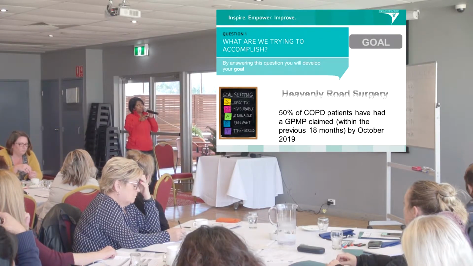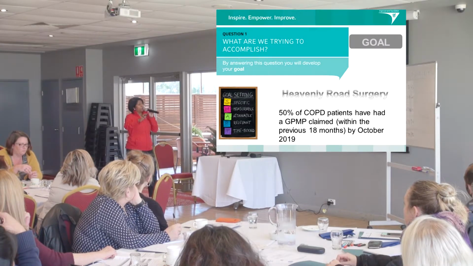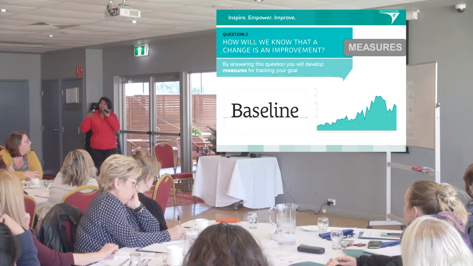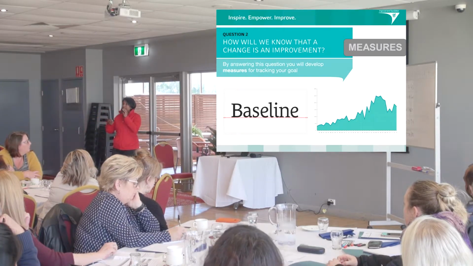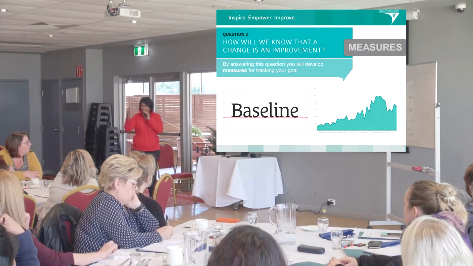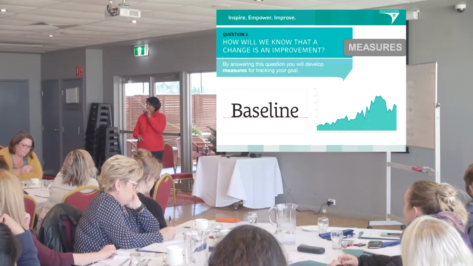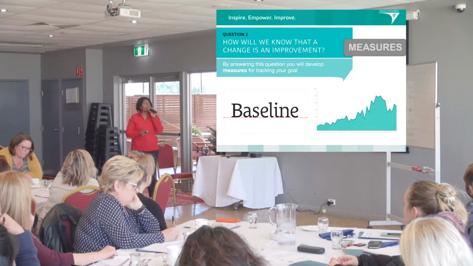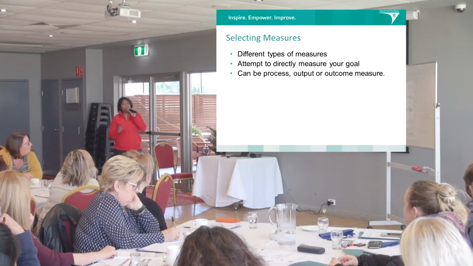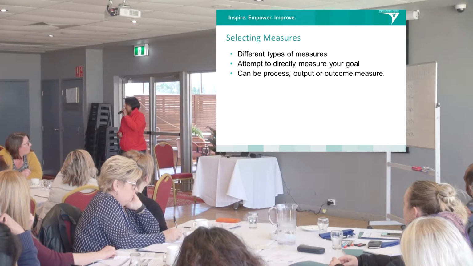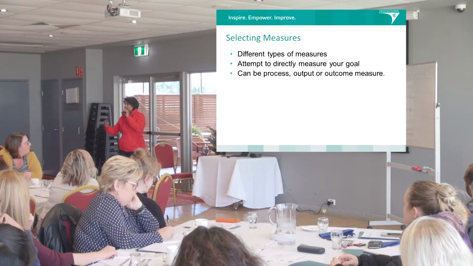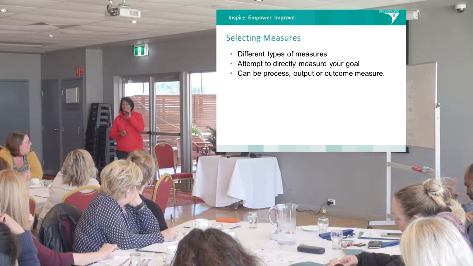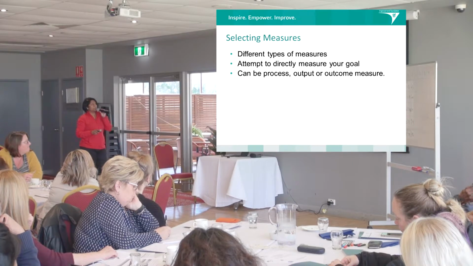So that's an example of what a SMART goal looks like. We then need to say, okay, well, if we're going to look at that as a goal, what's our baseline? So as a team, we're in August. Let's put a marker here and say we're going to have a look at our database and see how many GPMPs have actually been claimed. And that's our baseline as of now. You then have to decide, well, what do you think we should actually measure that will help us understand we're progressing down this path of meeting 50% of our COPD patients with the GPMP claim in the last 18 months?